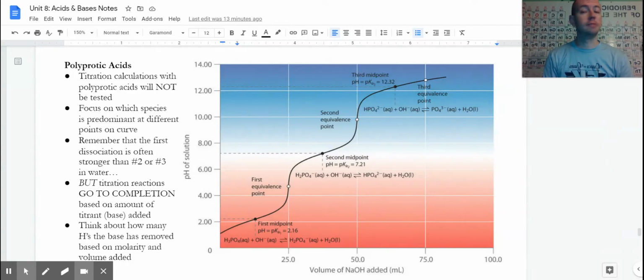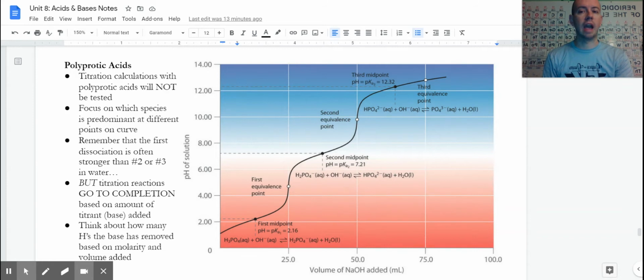The last type of titration curve that we could see would be involving a polyprotic acid. So instead of just one hydrogen reacting with our hydroxide, we have multiple hydrogens that can be removed. And when we look at this graph, we see multiple jumps in pH as the first hydrogen ion is removed, the second, and the third.